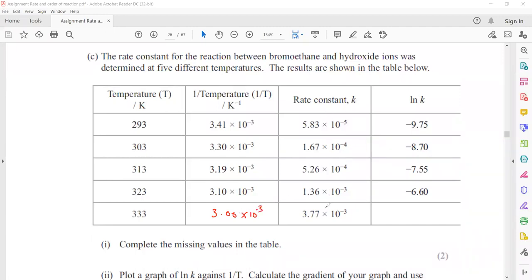Then we take the rate given, ln k. How to take ln in a scientific calculator: you can see this ln function. Press shift, because there's a button with E on it, or you have a button for ln directly. Type ln 3.77 times 10 to the power minus 3. This will give you the value for ln k, which is minus 5.58.